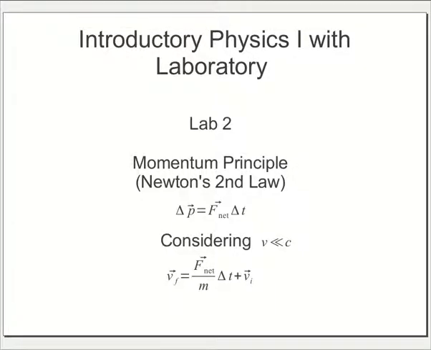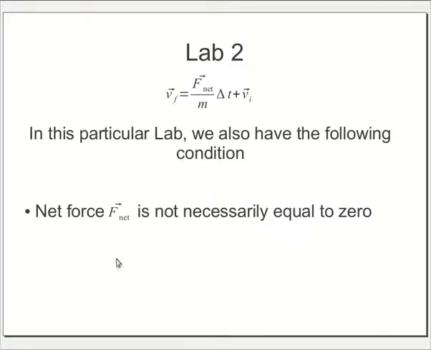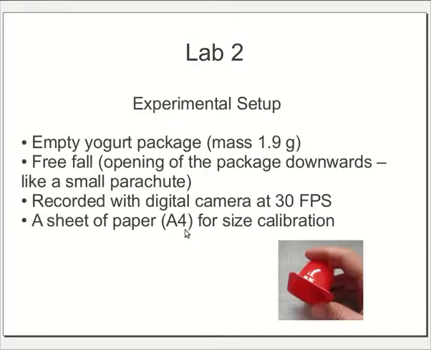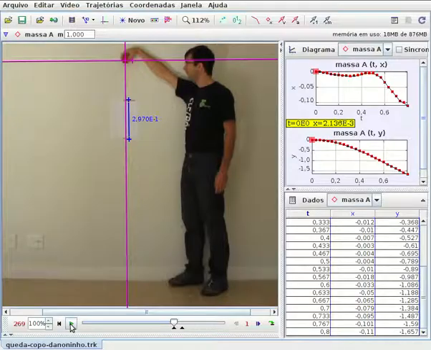In this second lab, we're also exploring the momentum principle, Newton's second law, but this time we are considering that the net force is not necessarily equal to zero. In our experiment, we used an empty plastic yogurt package in a free-fall situation. We recorded this movement using a digital camera, and we analyzed this using the Tracker software.